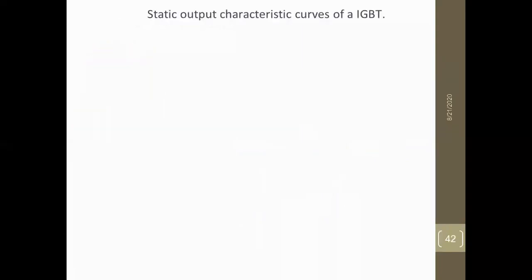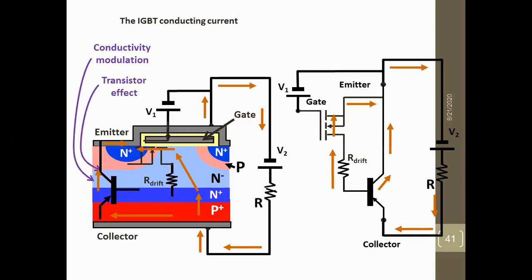An IGBT is actually a voltage control device. A BJT is a current control device. A MOSFET is a voltage control device. The IGBT is also a voltage control device, similar to a power MOSFET. This is also called a power IGBT, which is similar to a power MOSFET. Why? Because it is a voltage control device.